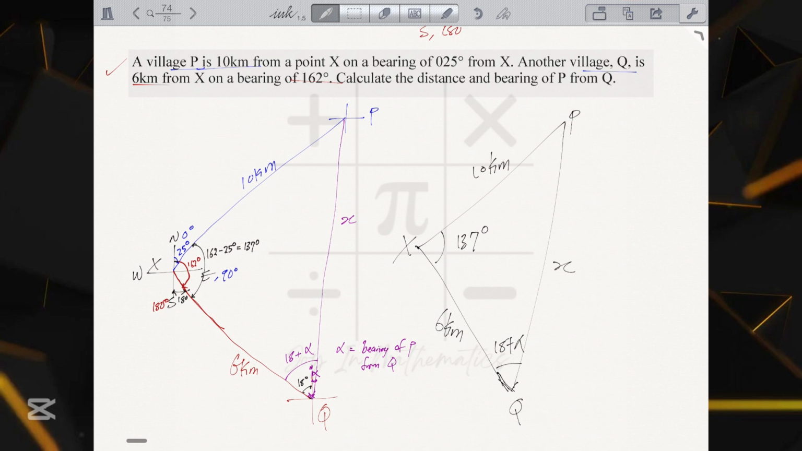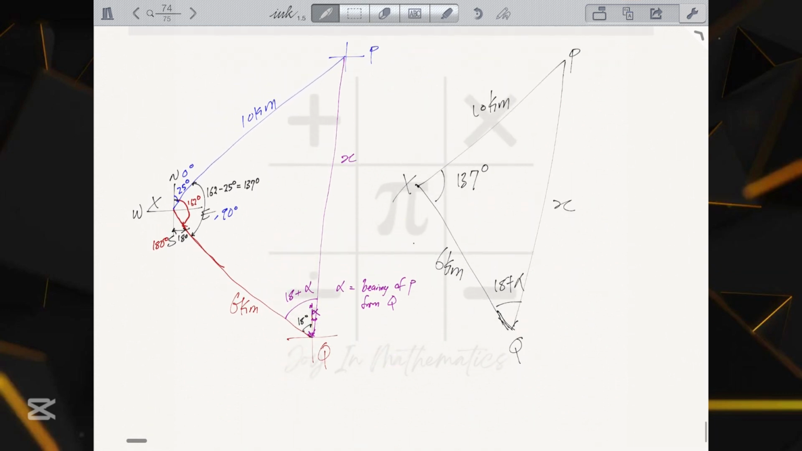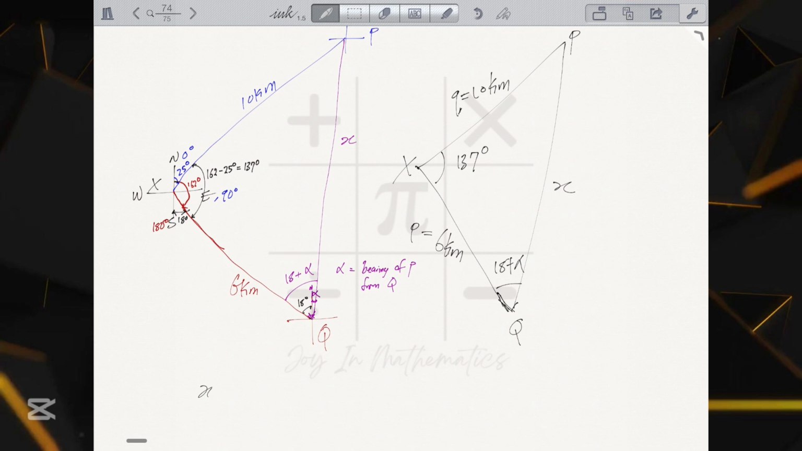Calculate the distance x. This distance x can be solved using cosine law. And this angle alpha can be determined using sine law. So let's begin with the distance. So using the distance, we can say that P is equal to 6 kilometers. Since this is the point Q, we can call this Q to be equal to 10 kilometers. So with that, we can easily say that x squared is equal to P squared plus Q squared minus 2PQ cos x. Angle x is 137 degrees.